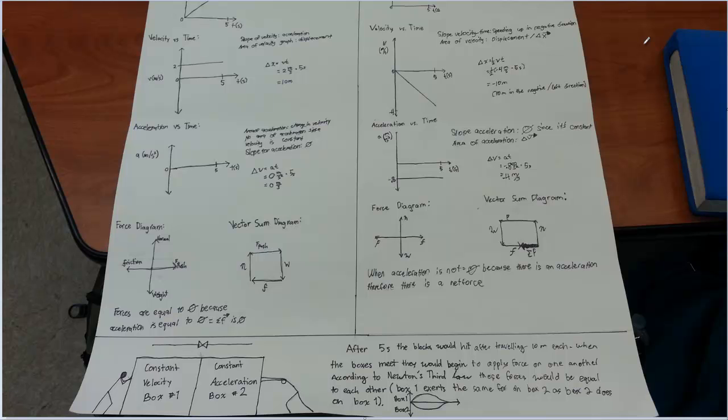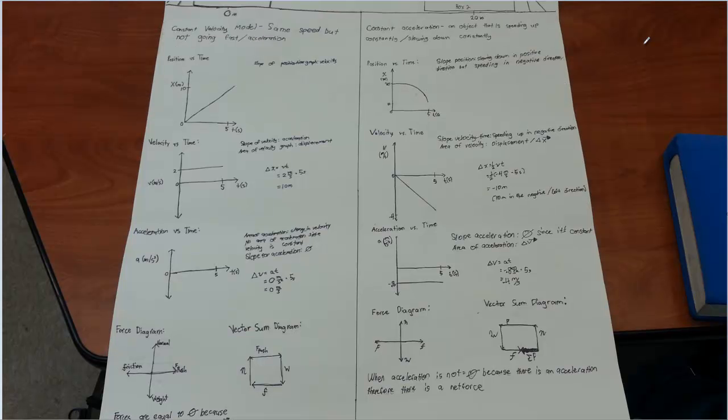Eric, before you go on to the force diagram, let me explain a little more what the slope means. For the position time graph, the slope is 2 meters per second. That's the slope for the position time graph. So every second, the box would move 2 meters. I just want to elaborate on that.